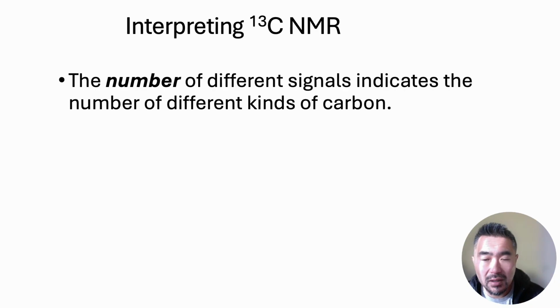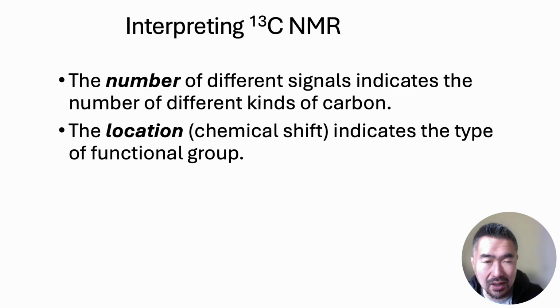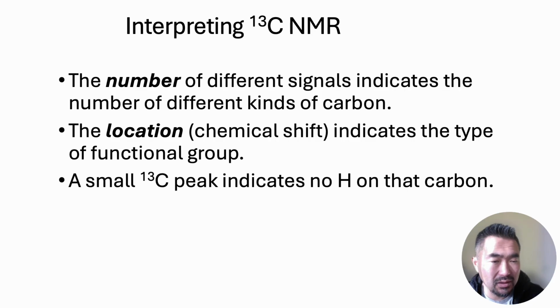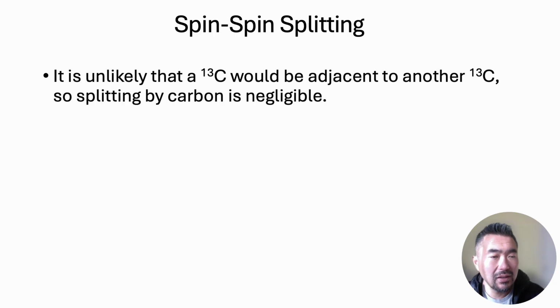Carbon NMR is much simpler than proton. The only thing you care about is how many signals you have, which tells you how many different kinds of carbons you've got in the structure, and then the chemical shift, right? Another small clue that you shouldn't strictly rely on, but it's a clue nonetheless, is if you see a really small peak, often that means that is a carbon without a hydrogen on it.